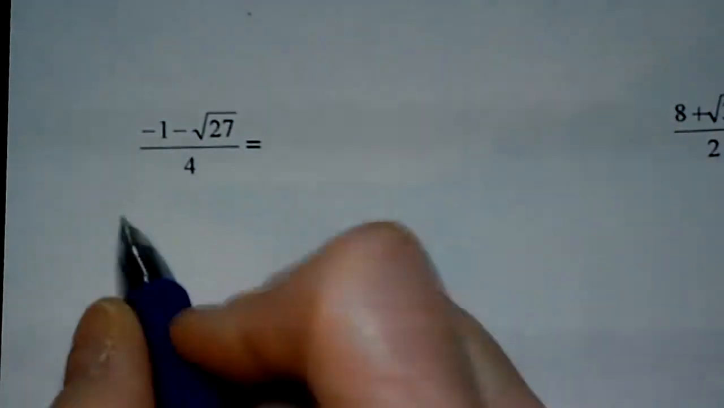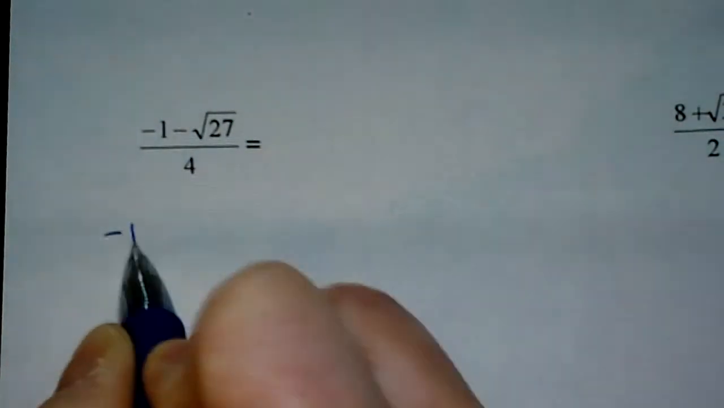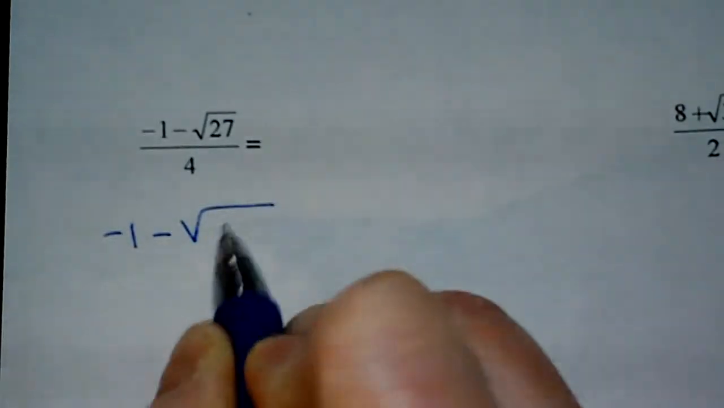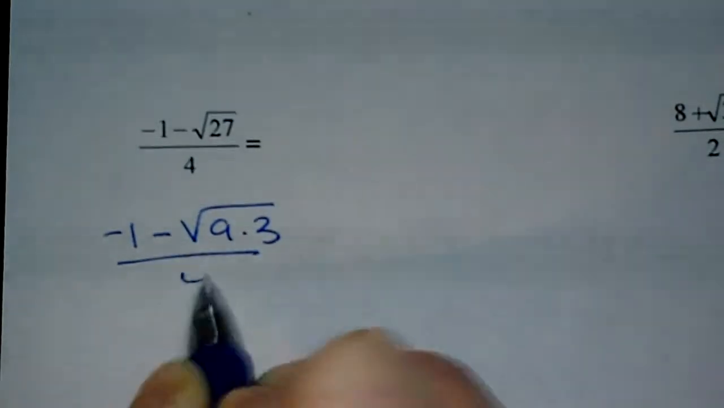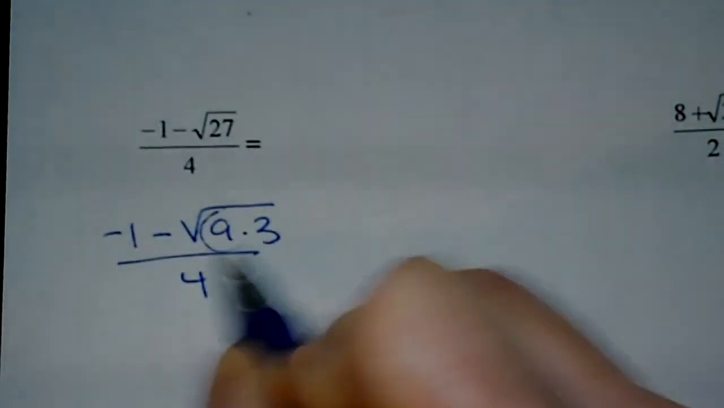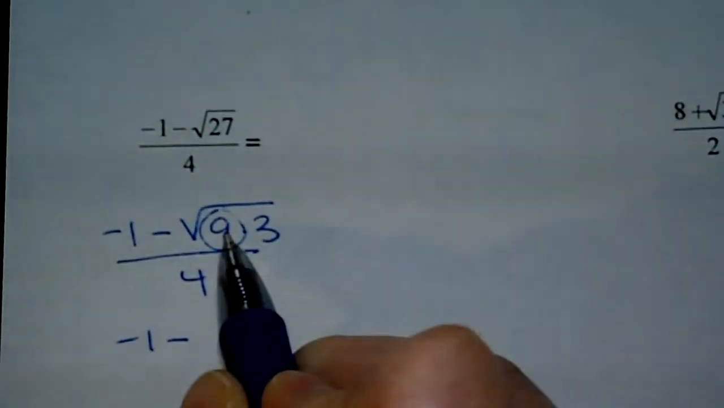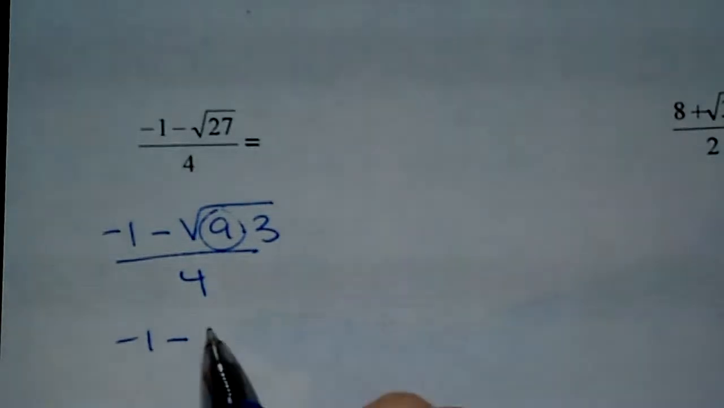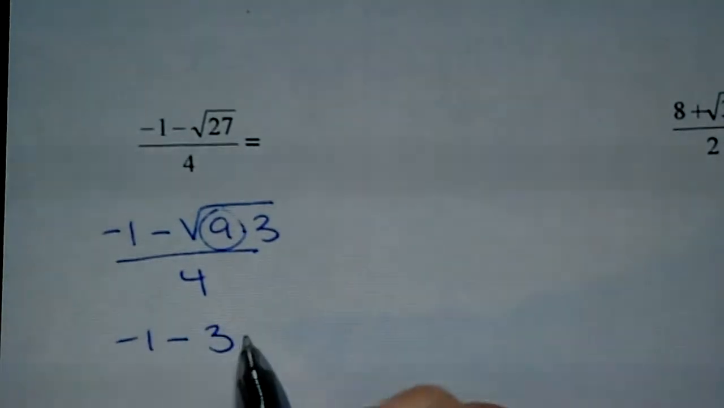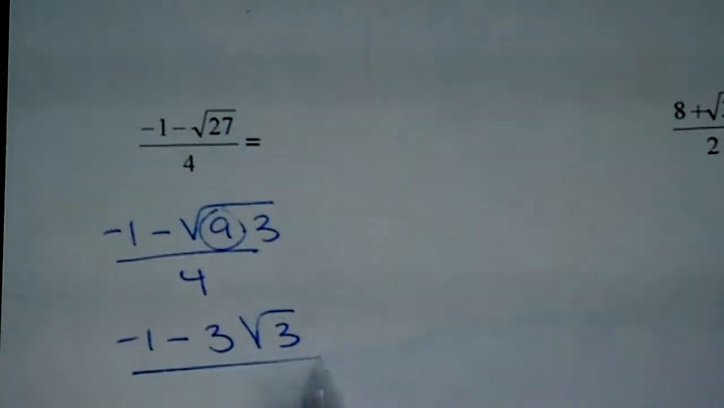Okay, I'm going to break it down. Let's break down this 27. I know that 9 times 3 is 27, and I'm happy about that because 9 is a perfect square and 3 is prime. So when I pull out that 9, it's going to pull out as a 3. Square root of 9 is 3. And I still have a 3 left inside.